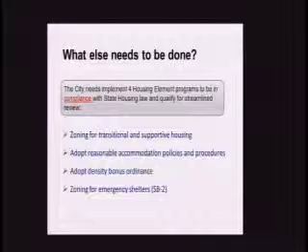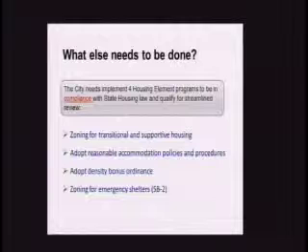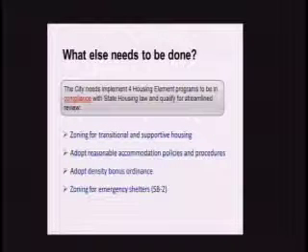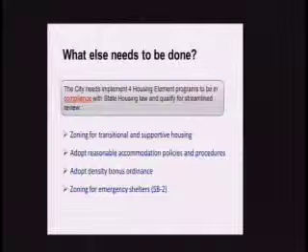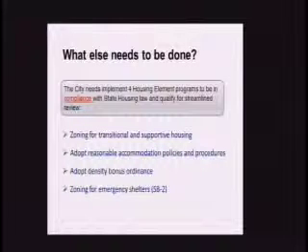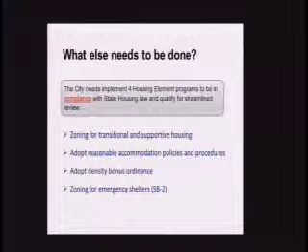So what else needs to be done for the current housing element? In order to be in compliance with state housing law, the city needs to implement 4 programs that are identified in the current housing element. And these all involve zone code amendments. And those 4 changes are zoning for transitional and supportive housing. And essentially, it's defining transitional and supportive housing as a residential use allowed as any other residential use. And so that's a fairly simple change.